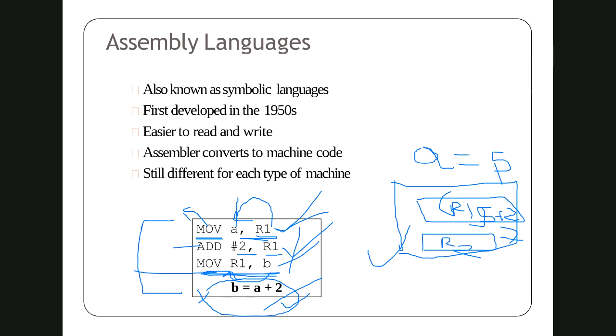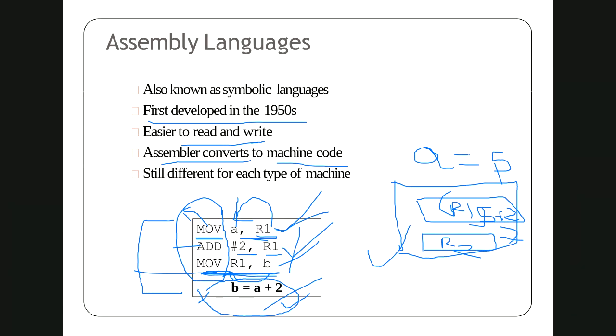Because there are some fixed notations, or fixed syntax, which we need to follow: move, add, multiply, subtract, sub, complement, comp, right? So these are the fixed operations which we have to perform. So definitely if it is fixed, then one can remember it, and it can be written as assembly code, right? So assembly level code was first developed in 1950. It is easier to read and write. An assembler converts it to machine code, and it is still different for each machine.